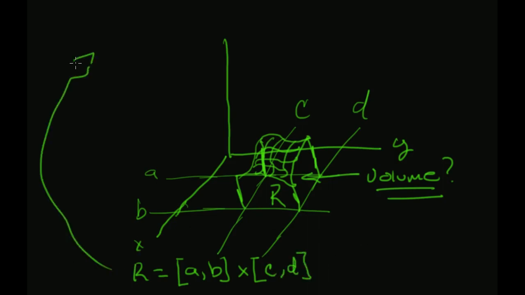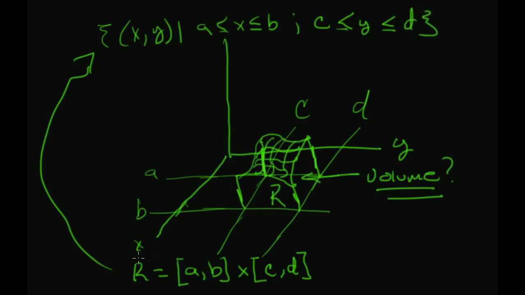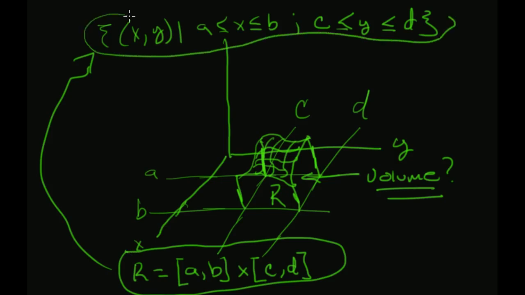Now in set notation, this looks like the set of all x, y, such that x is between A and B inclusive, and y is between C and D inclusive. So this notation and this are equivalent, and they're both talking about this domain down here in the floor, right? So it's that rectangle between A and B this way and between C and D this way in the floor.